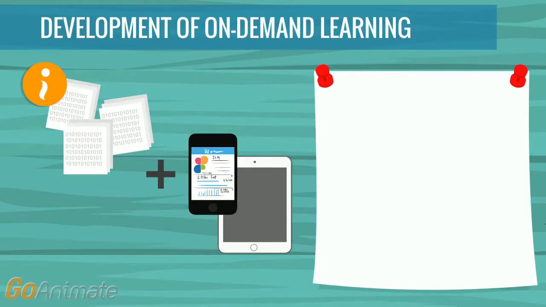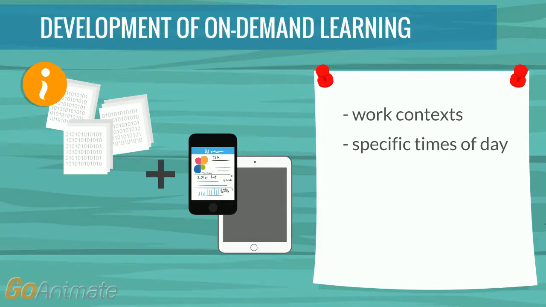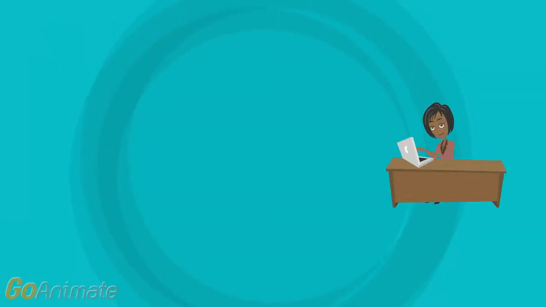Pairing up the development of small chunks of information with flexible technologies can enable learners to easily access specific kinds of content in specific work contexts, at specific times of day, and even on breaks or when they're on the move. For example, for specific contexts, finding out how to use a tool in Microsoft Office or viewing a course syllabus before a class lecture.